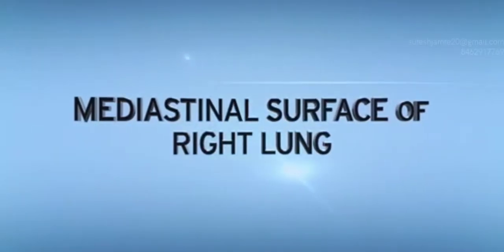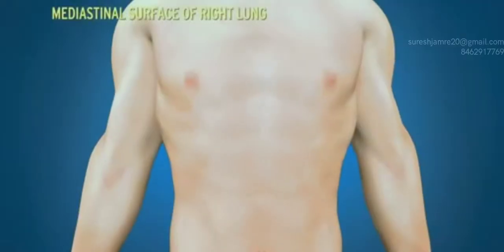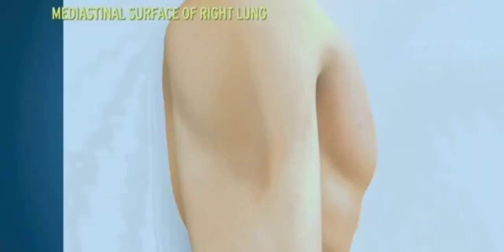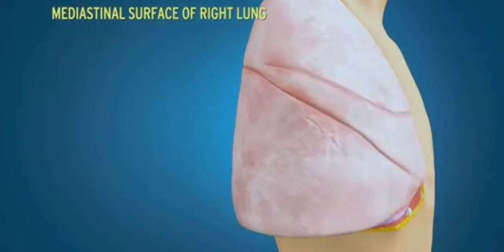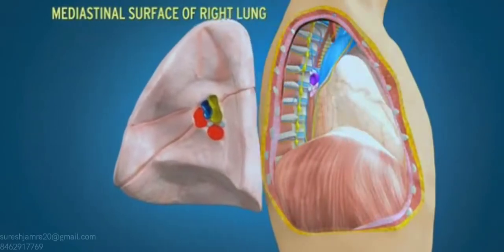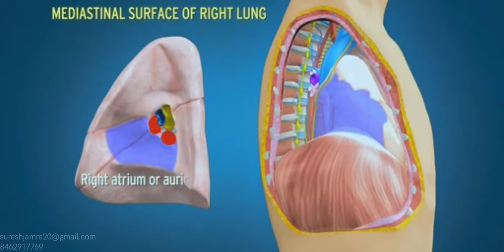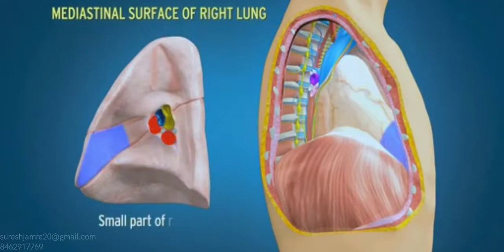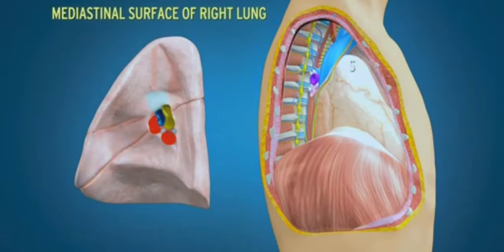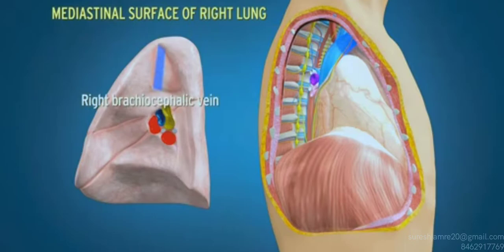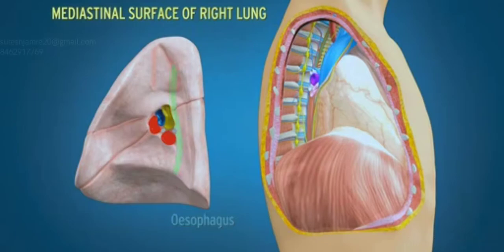Mediastinal surface of right lung. Mediastinal surface of right lung is related to right atrium or auricle, small part of right ventricle, superior vena cava, right brachiocephalic vein, azygous vein, esophagus, inferior vena cava, trachea, right vagus nerve, right phrenic nerve.